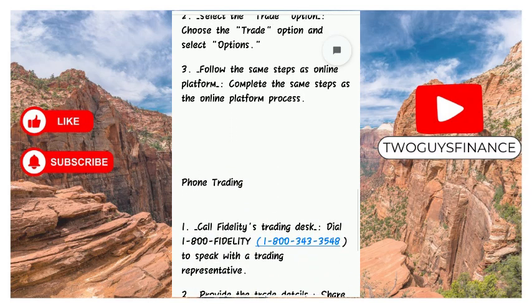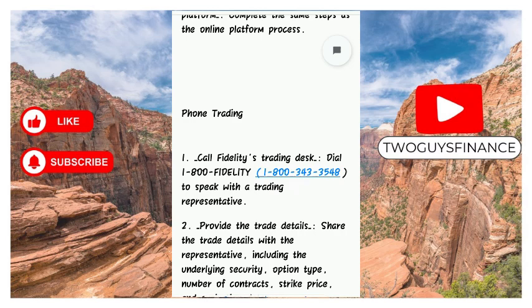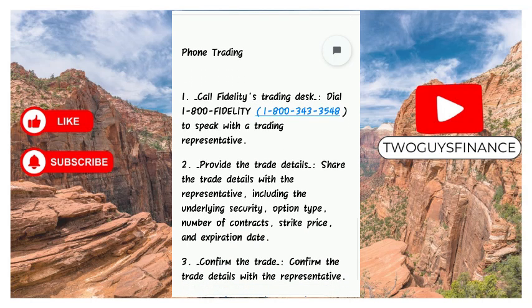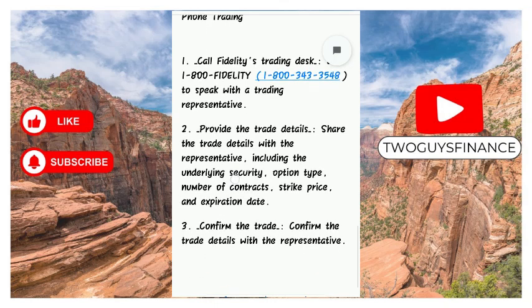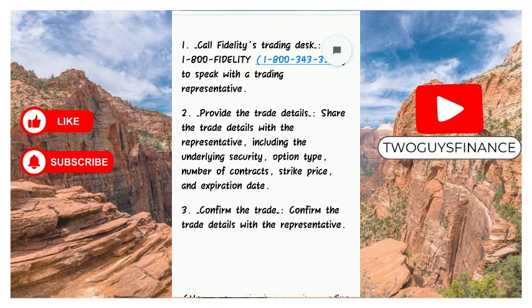Now for the phone trading option, you can just call Fidelity's trading desk. The number is right there on the screen, and that's going to connect you to a trading representative, and all you got to do is just share the trade details with the representative, including the underlying security, option type, number of contracts, the strike price, as well as the expiration dates, and then just confirm the trade details with the representative, and they're going to help you to sort that out.